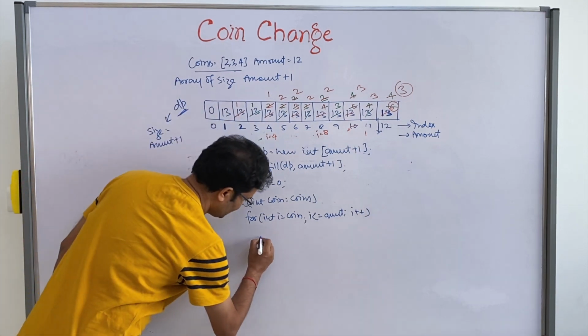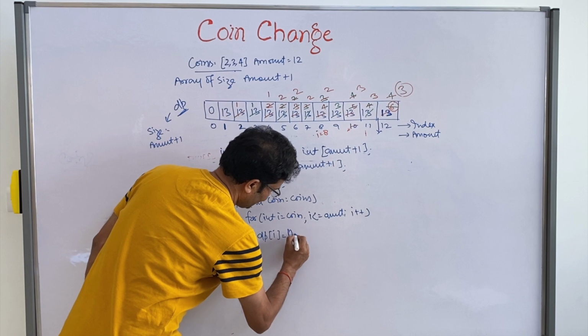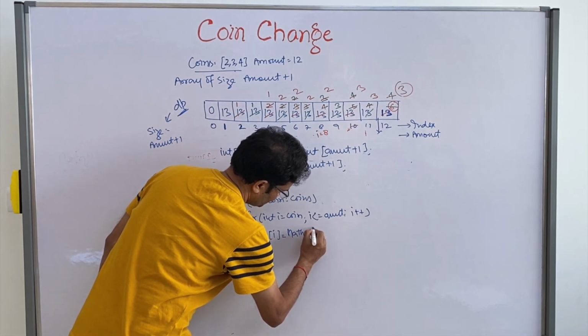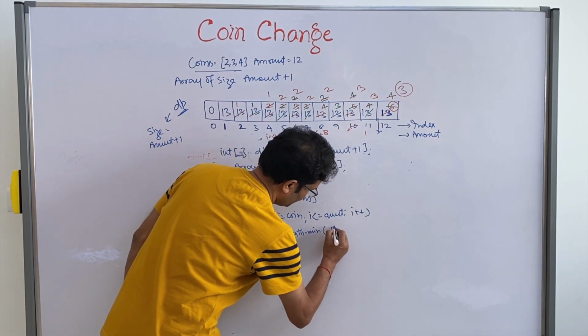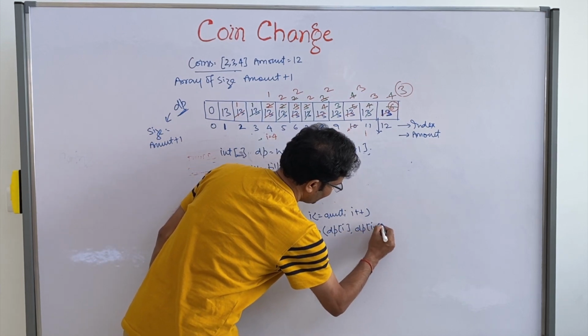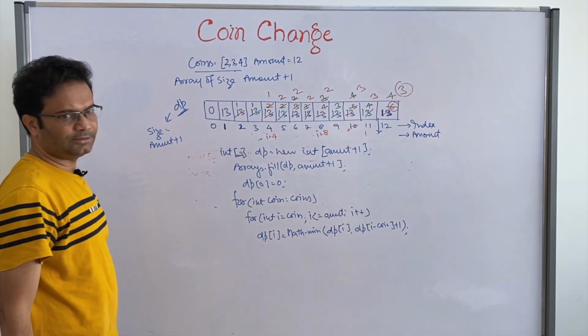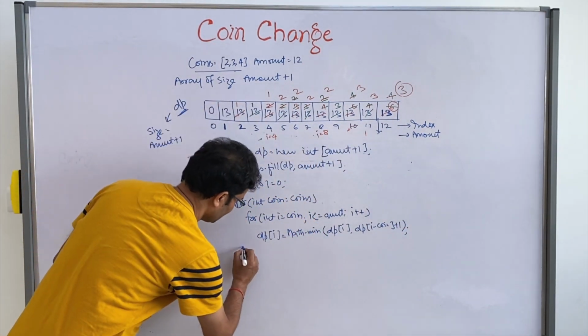And here is the main logic that I discussed. You have to take the math minimum between dp[i] and dp[i - coin] + 1. That is the whole code. And then you have to return. What do you have to return?